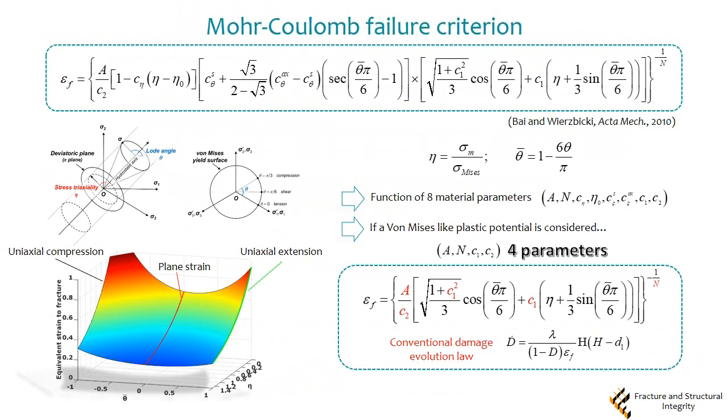The Mohr-Coulomb criterion was selected for the description of the failure envelope in terms of equivalent strain to fracture. If the effect of the load angle and of the pressure on plasticity are neglected, the expression of the failure envelope can be simplified as a function of just 4 material parameters.